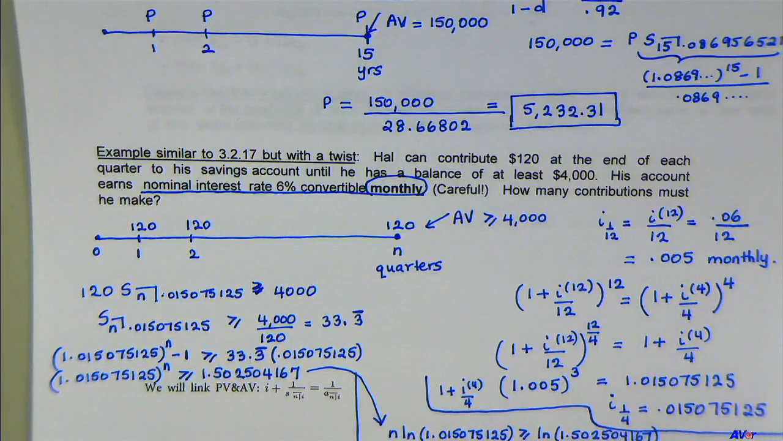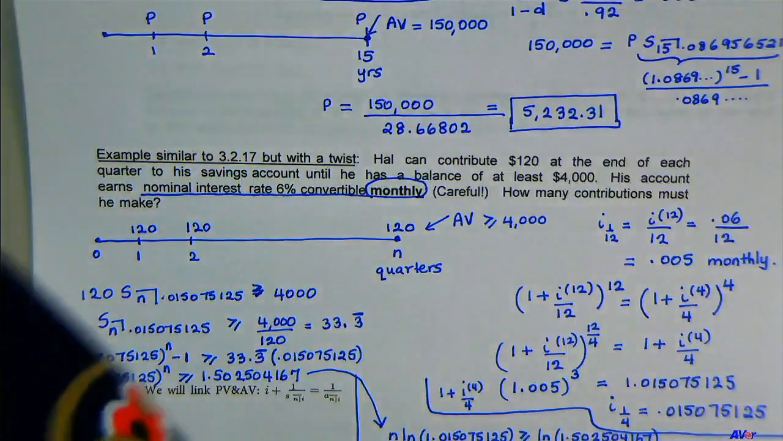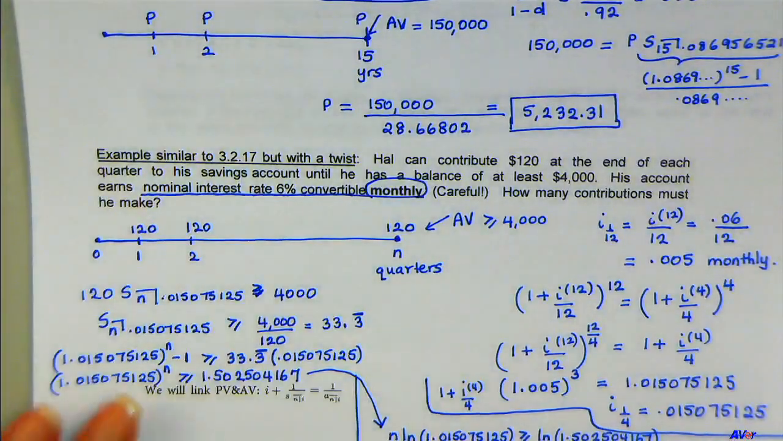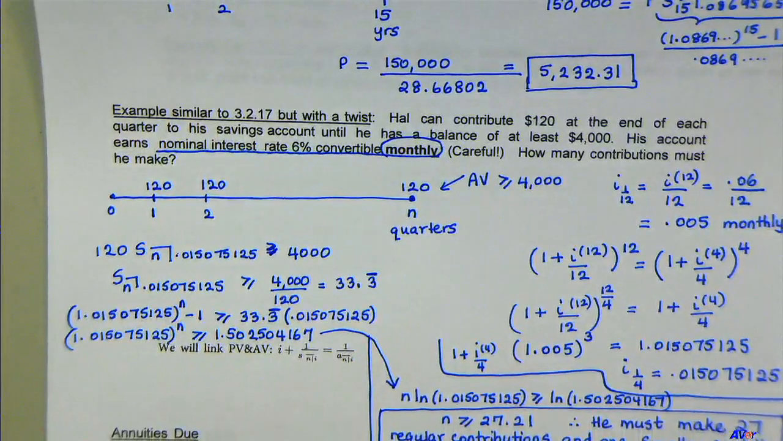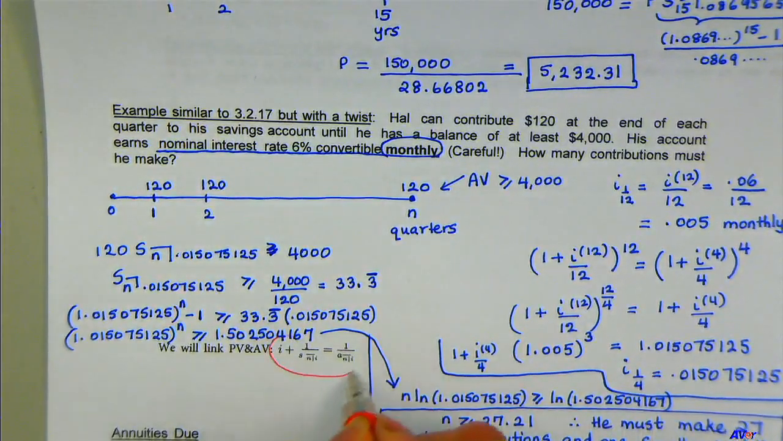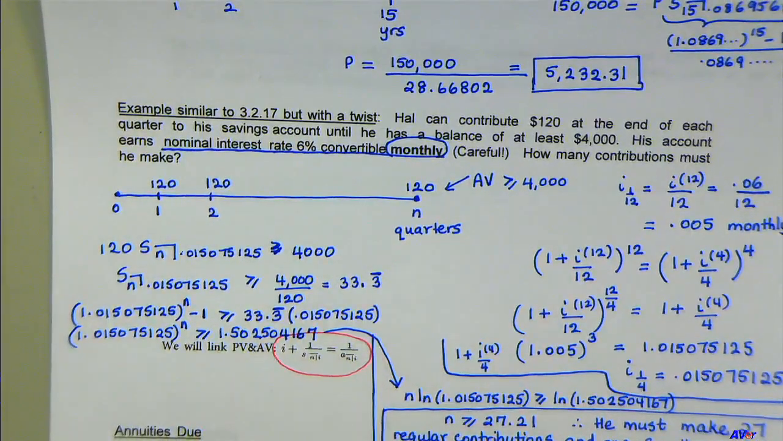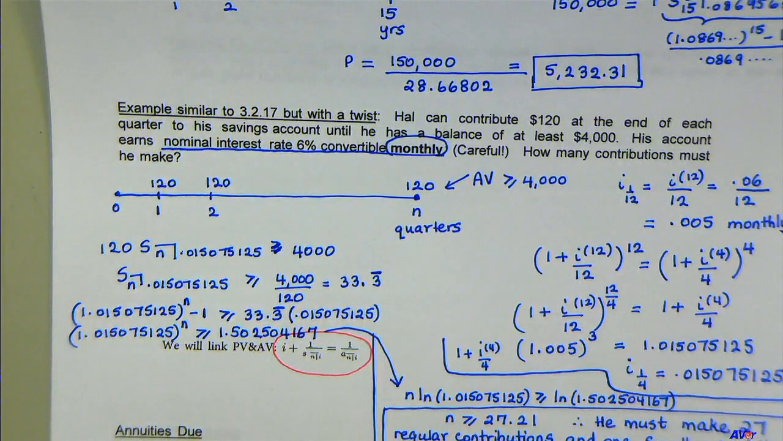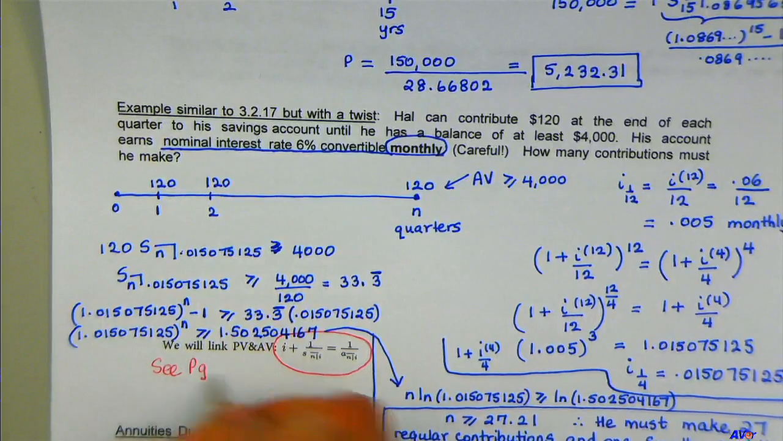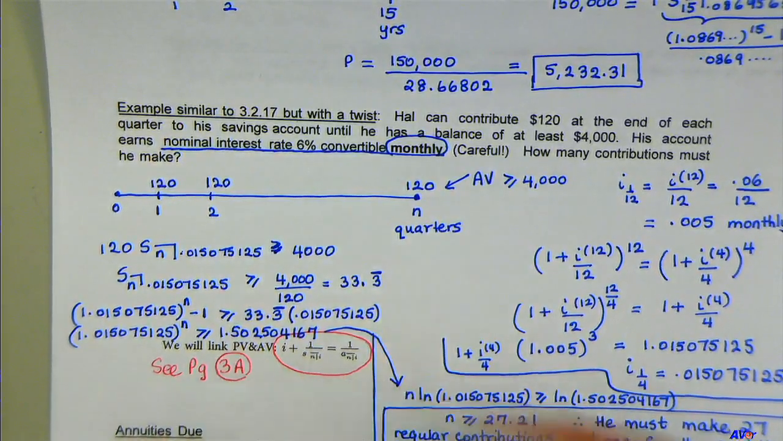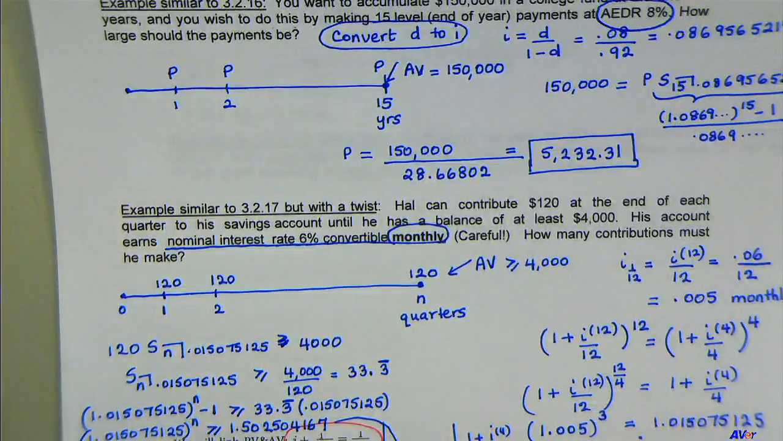I want to talk about this rule right here on page 3: i plus 1 over s angle n i equals 1 over a angle n i. And let's say, see page 3A. I want to talk about that rule on page 3A. I'm going to create page 3A right now. There is no 3A yet, right? Okay, good.